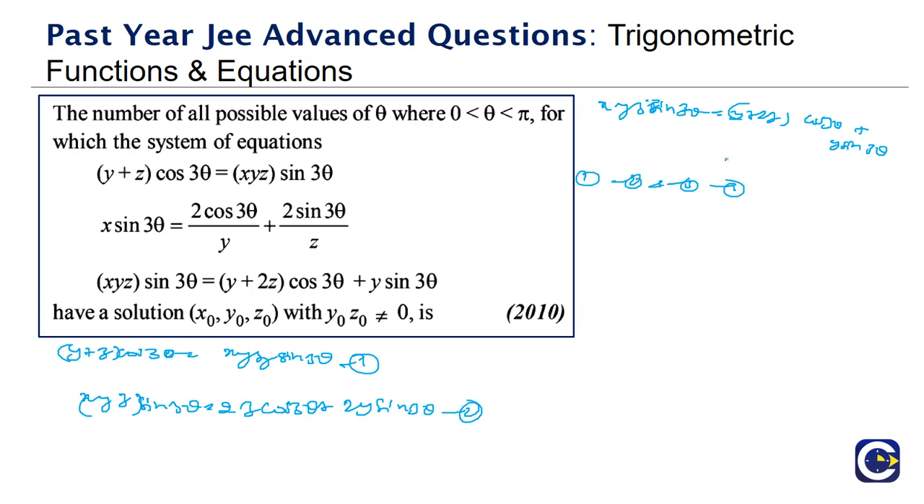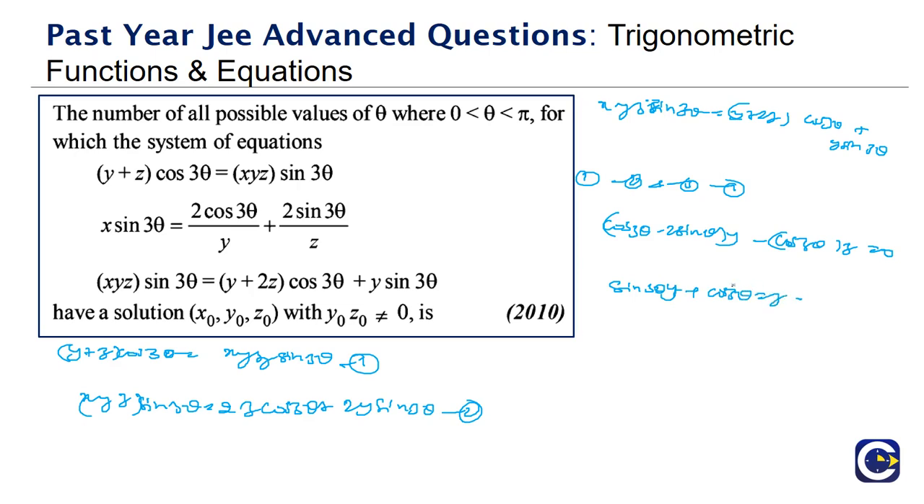Then what will you have? The left hand sides, xyz sin 3 theta, will get cancelled in both cases. So what will be remaining for 1 minus 2? (Cos 3 theta minus 2 sin 3 theta) into y, correct? (Cos 3 theta minus 2 sin 3 theta) into y minus cos 3 theta into z is equal to 0, and sin 3 theta into y plus cos 3 theta into z.